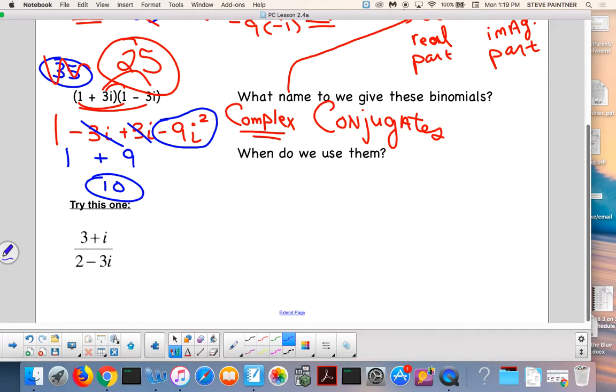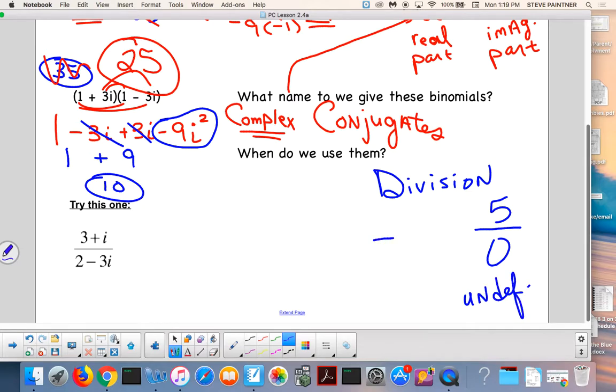Okay, so when do we use complex conjugates when it comes to imaginary numbers? Yeah, it is division. What I'm trying to tell you is this. Do you guys remember this? You cannot divide by what? 0. It's impossible. What's the answer to this? Undefined. There is no answer, right?